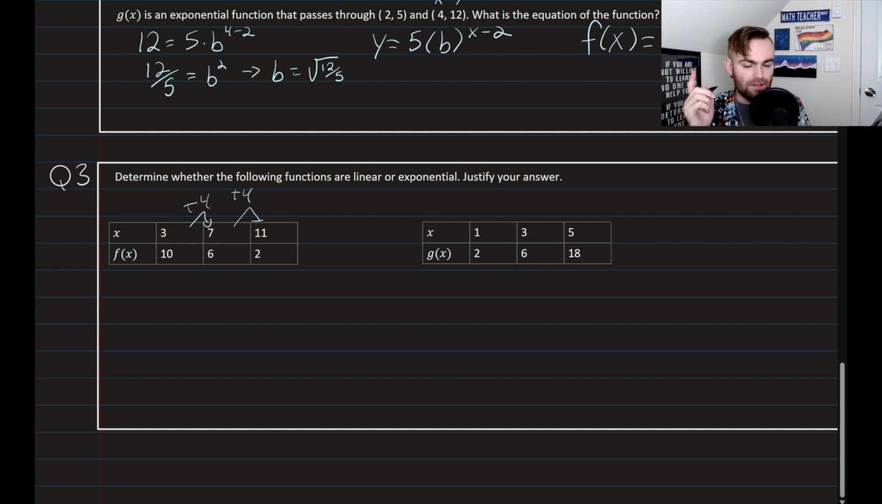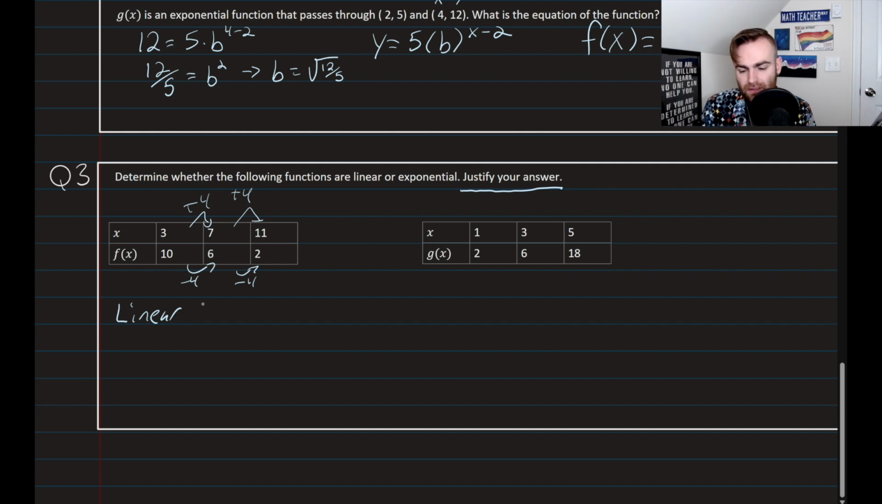Now we need to find the pattern. How do we go from 10 to 6 to 2? We're not dividing, we're subtracting by 4. Minus 4, minus 4. So that one is linear. So we're going to write it is linear. Now, you might be like, we're done. But we're not. Make sure that you're always reading your question. This one specifically says to justify your answer, we have to provide a reason why.